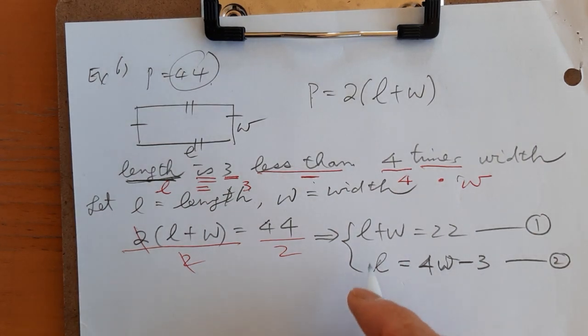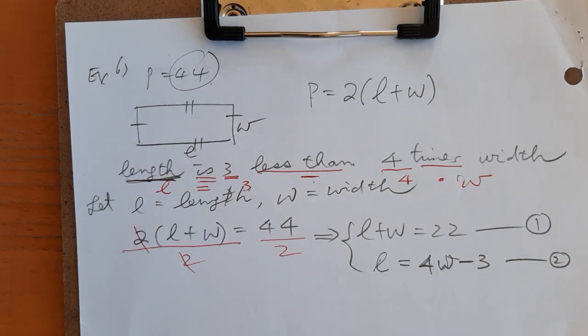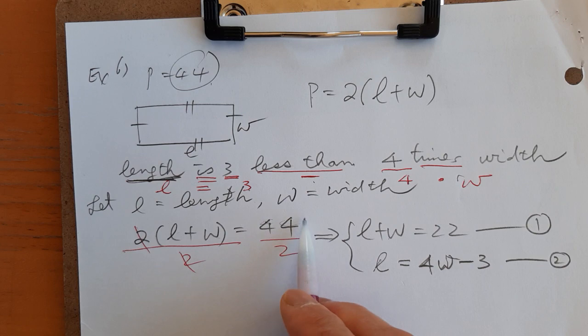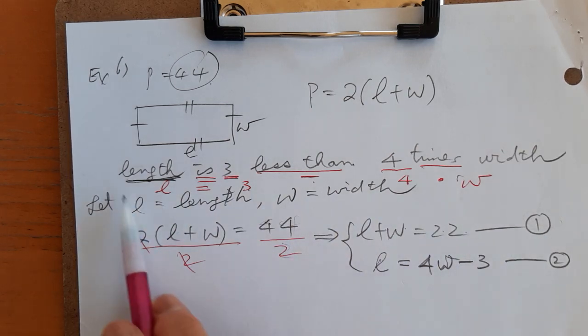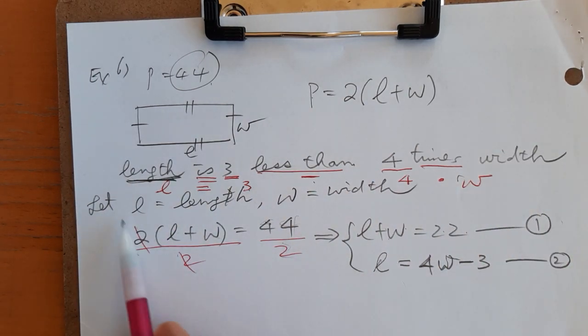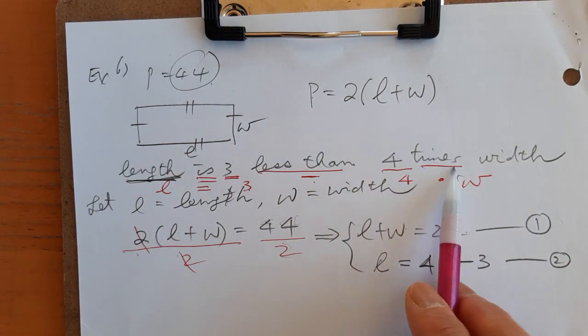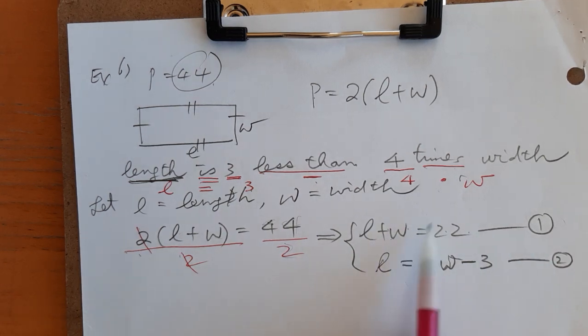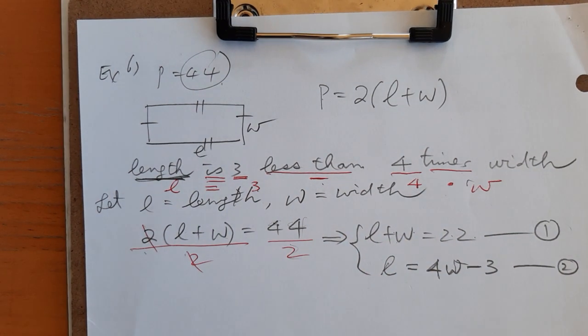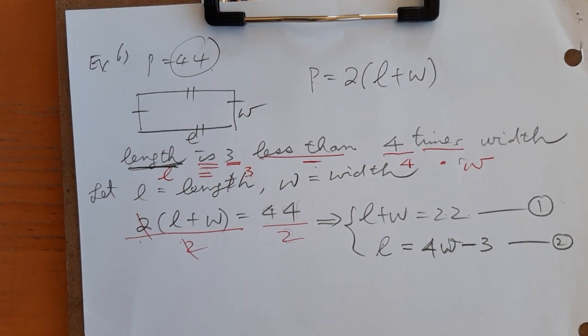And you form a linear system. This is a linear system. The first equation is from the given perimeter 44 divided by 2, so length add width is 22. That's the first equation. The second equation is from the second given condition: length is 3 less than 4 times the width. So 4 times the width minus 3 gives the length. Two equations, two variables, form a linear system.